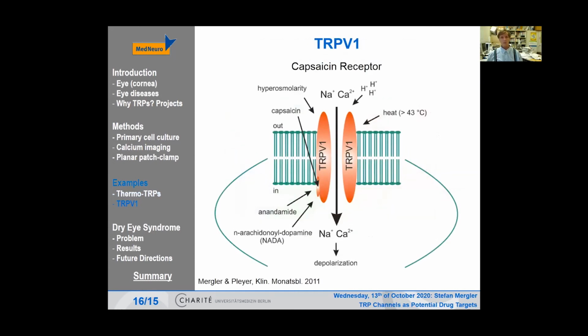Okay, focusing on TRPV1. TRPV1 has a lot of factors for activation, especially heat, as you know, capsaicin at the intracellular binding site, hyperosmolality, which plays a major role in dry eye, and also the pH value. A change of pH value can also activate TRPV1. And as you can see, it is a non-selective cation channel, and on the inner part, NADA can also activate the channels.